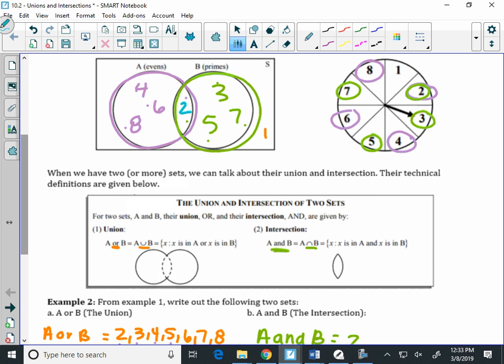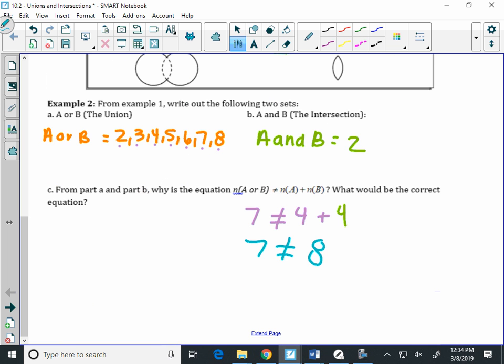You're on the right track. Yeah, we counted 2 twice. It falls in set A, so we counted up all the elements in set A. We counted it once there. 2 also fits in set B, so when we counted the amount in set B, we counted it a second time. We counted one thing twice. Okay? So there's something that we have to do to this formula to make it true.